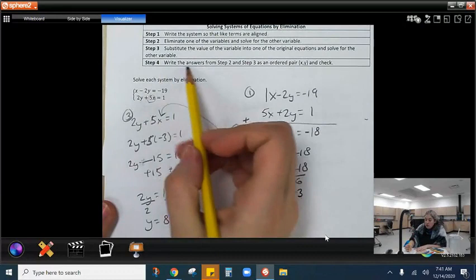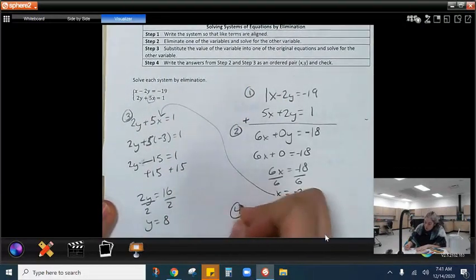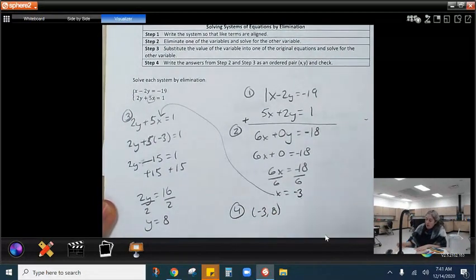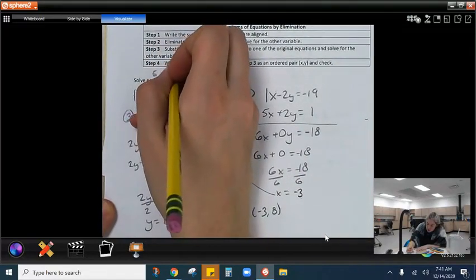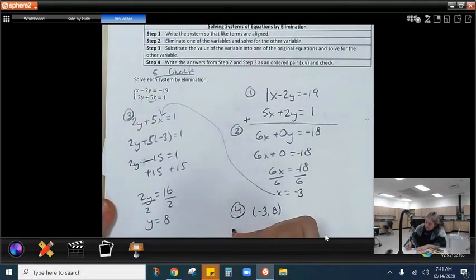So now that I know that, step 4 says to write the answers from step 2 and 3 as an ordered pair. So that means my ordered pair would be negative 3, 8. And of course, it didn't say it on here, but step 5 is to check always. So we need to do a check.